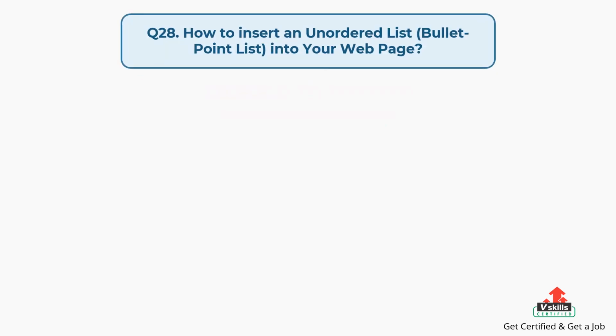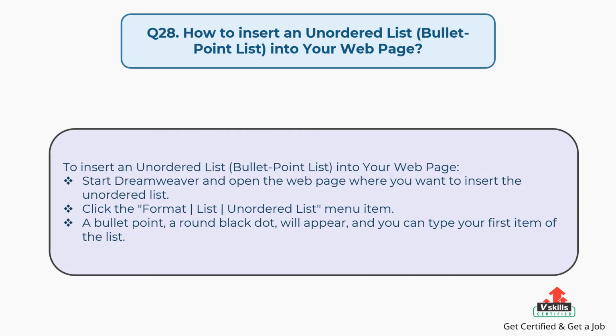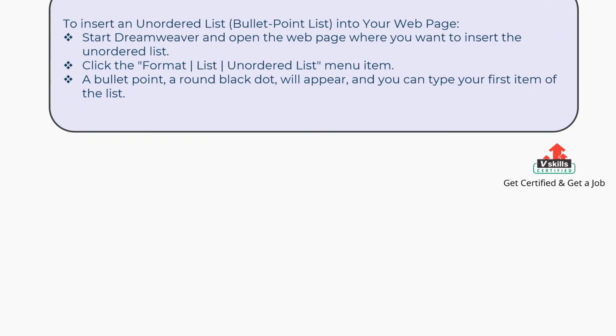Question number 28. How to insert an unordered list into your web page? The answer is, start Dreamweaver and open the web page where you want to insert the unordered list. Click the Format, List, Unordered List menu item. A bullet point, a round black dot, will appear, and you can type your first item of the list.